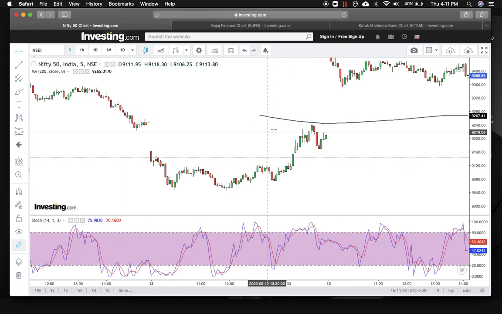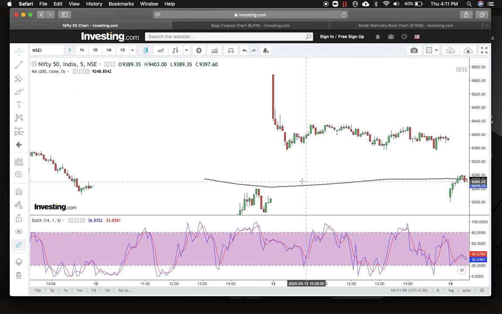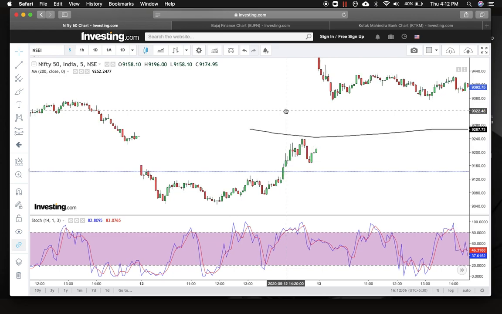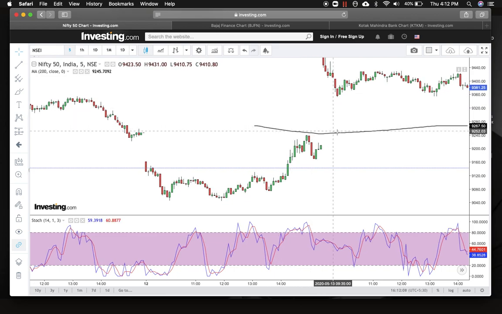So why do I put the 200-day moving average? Because I really want to see what the market structure is. It's a basic rule of thumb that when your price is trading below the 200-day moving average, you have a bearish trend, markets are down. And when your price is trading above the 200-day moving average, your prices are up, your market is in an uptrend. So that's the basic understanding of why I'm using the 200-day moving average.